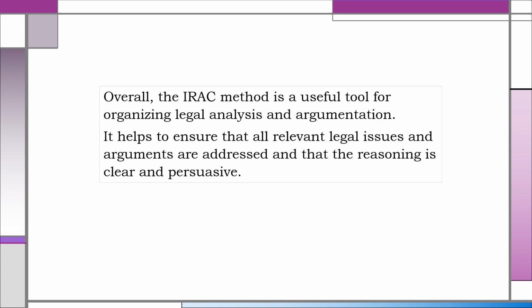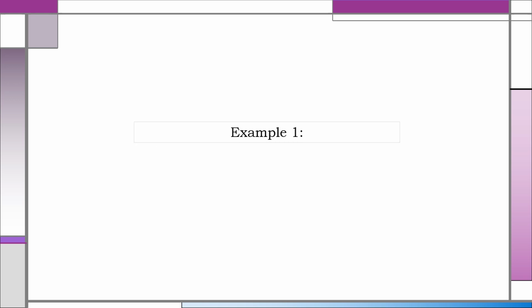Overall, the IRAC method is a useful tool for organizing legal analysis and argumentation. It helps to ensure that all relevant legal issues and arguments are addressed and that the reasoning is clear and persuasive. The following are examples of an answer or argument that uses the IRAC method.